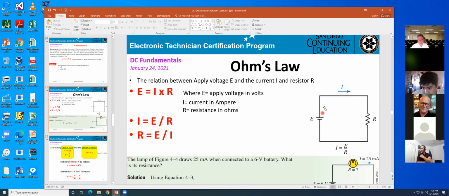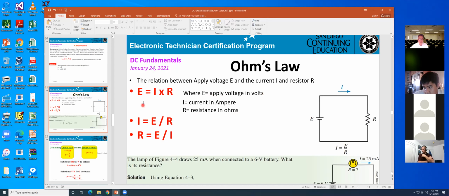So when you connect this way, you get a current flowing from positive E, going to the resistor here, and going back to the negative. Okay? So Ohm's law is the relation between the voltage, the current, and the resistor. E will be equal to I times R. E is whatever voltage is applied, I is the current in ampere, and R is the resistance in ohm. E is the voltage applied in volt.